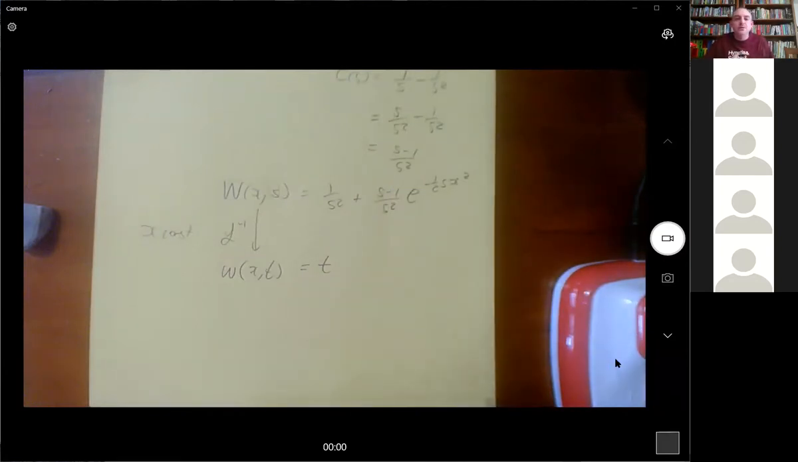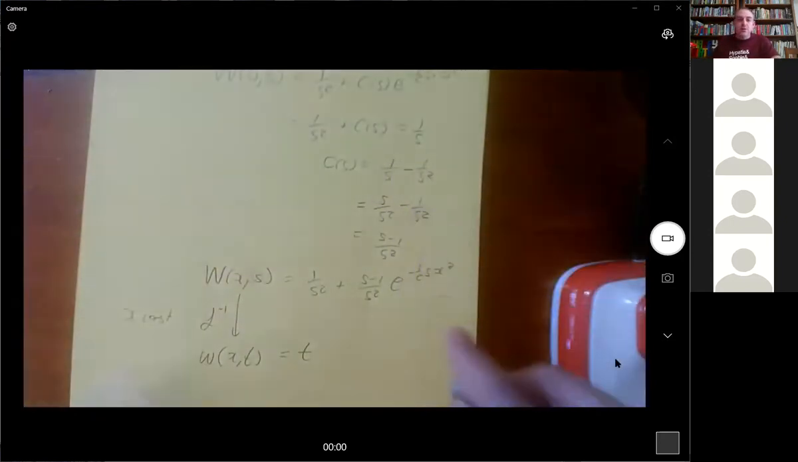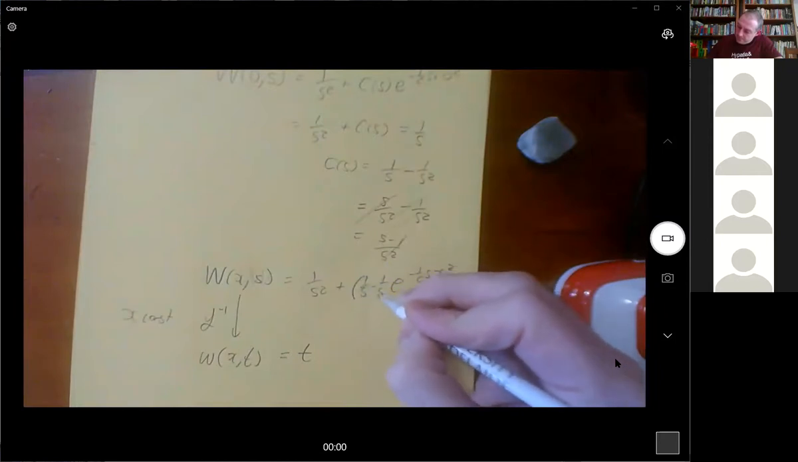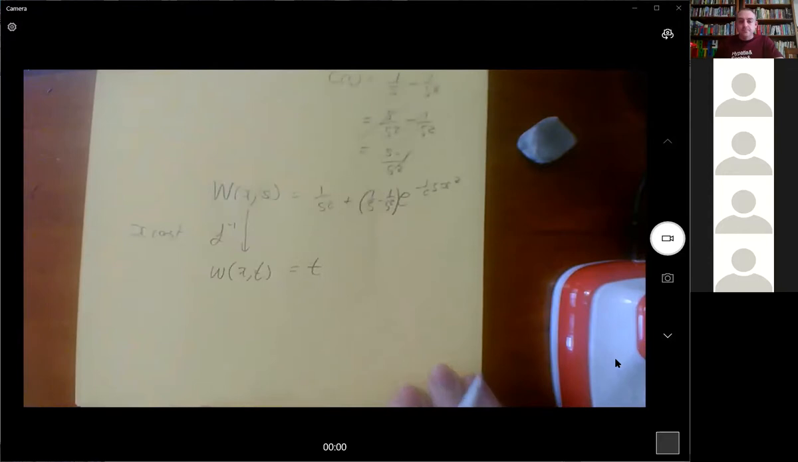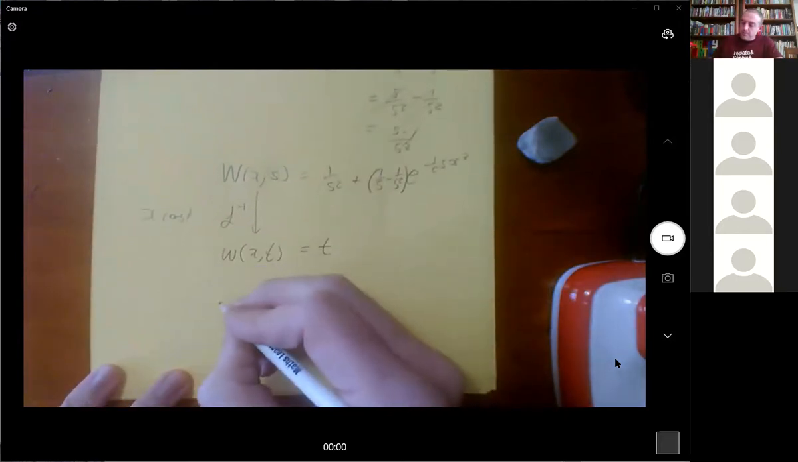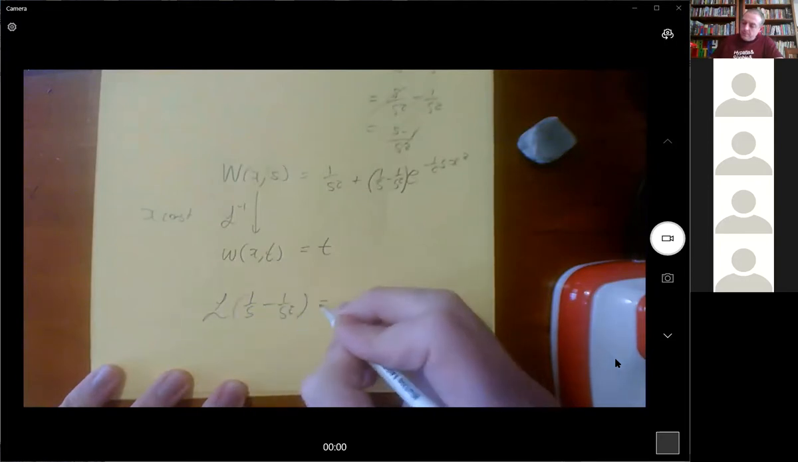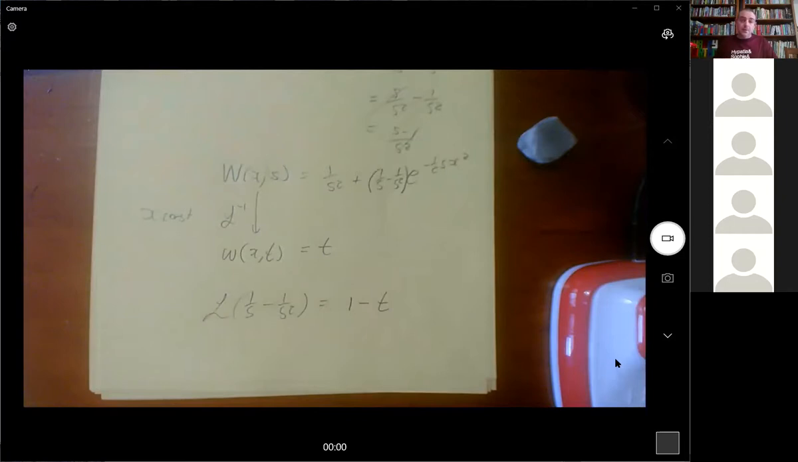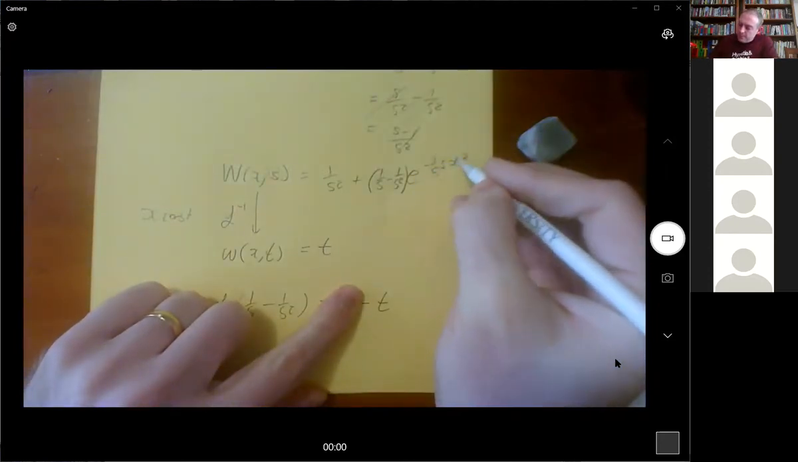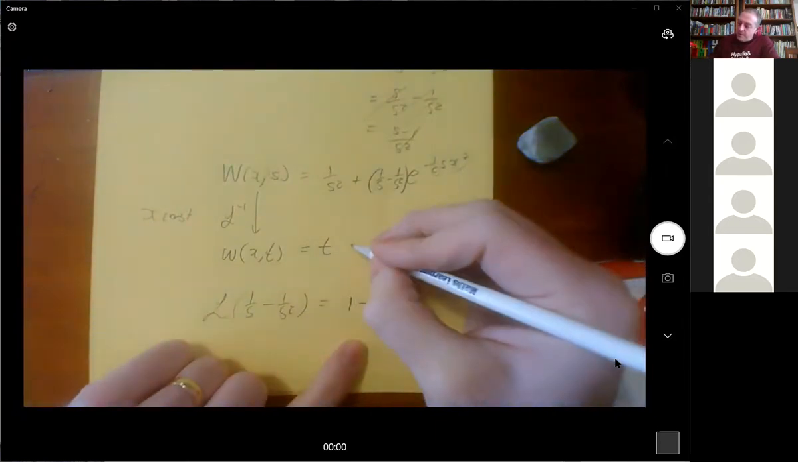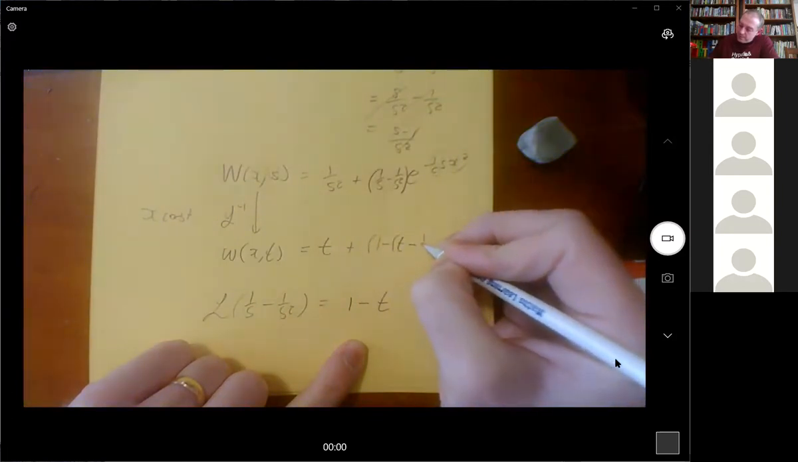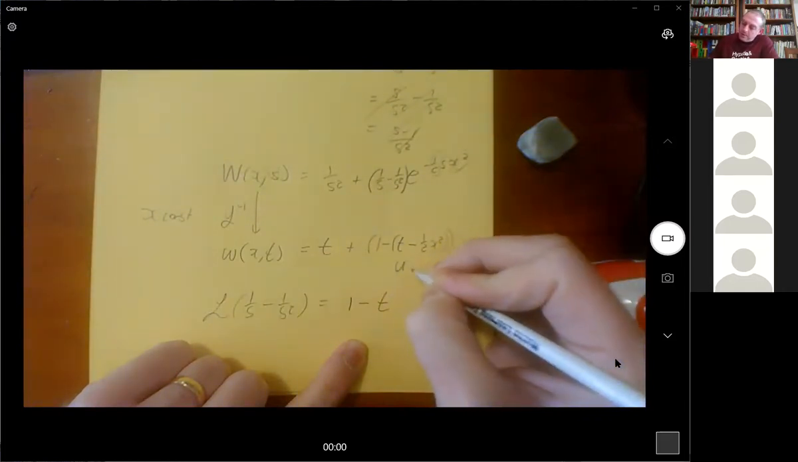Oh, I should have left it like this because I know what those are. Okay, so I know what this one becomes. That'll become 1 minus t, because that's what they become. And multiplying by e to the minus stuff times s is the same as replacing t with t minus this thing, and multiplying by u of t minus this thing.